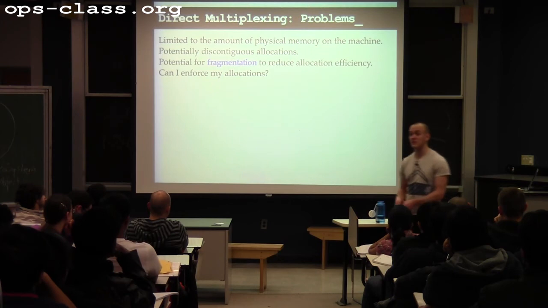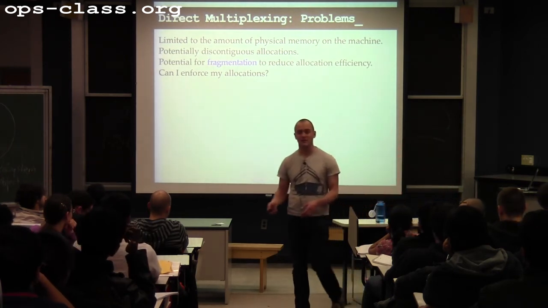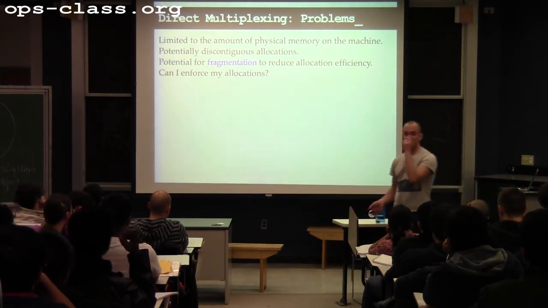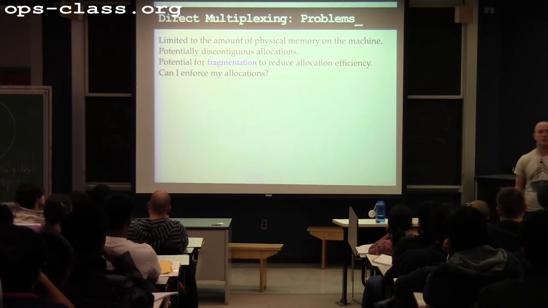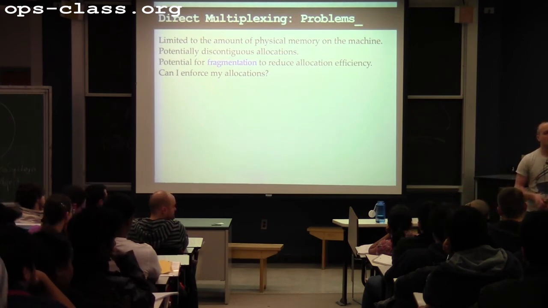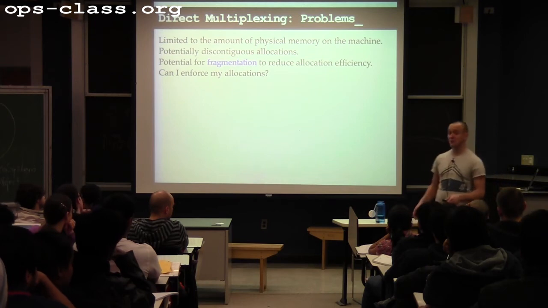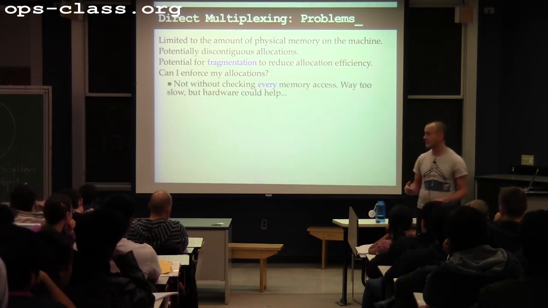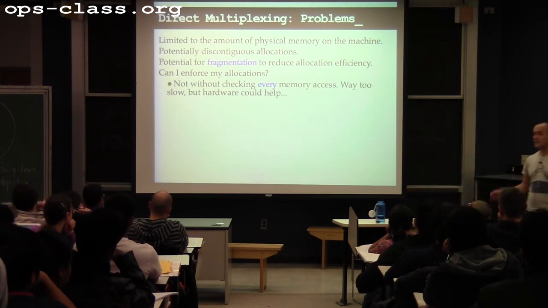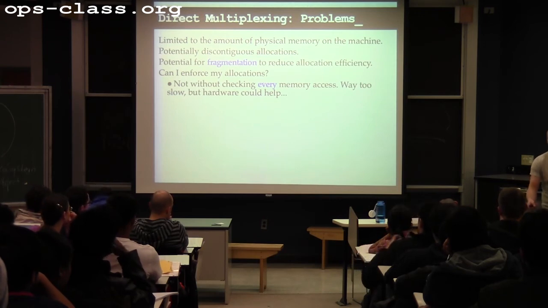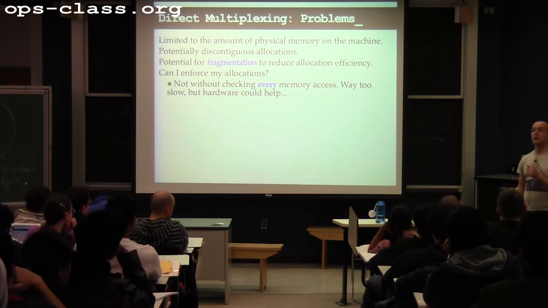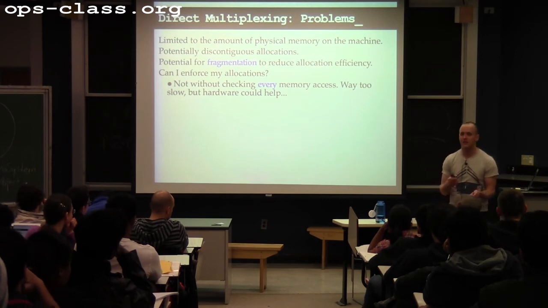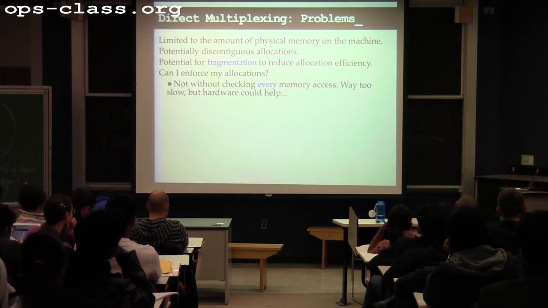I mean, we certainly haven't talked about one. Doesn't seem like it. Why not? Maybe I could use hardware to do this for me, but at this point I don't have one. Well, you have to enforce your allocations, yes, but this scheme has not provided me with any mechanism for doing so, except for potentially checking every memory access. Every time you access memory, I could check it, or I could get the hardware to help me figure out whether this is an okay address for this process to use.